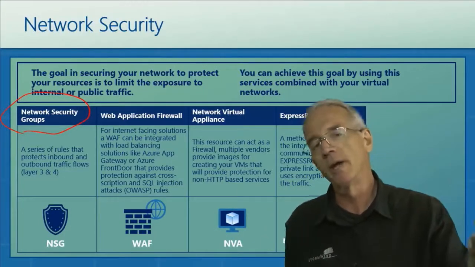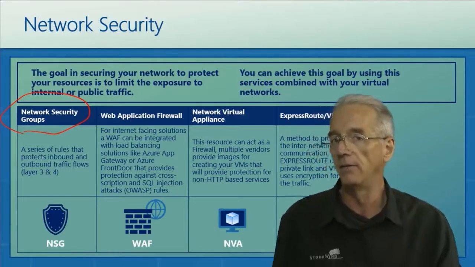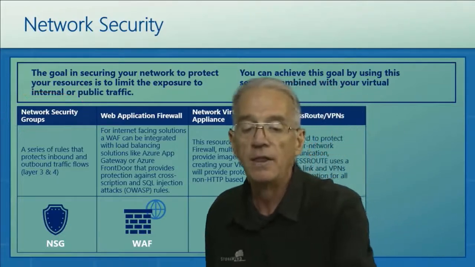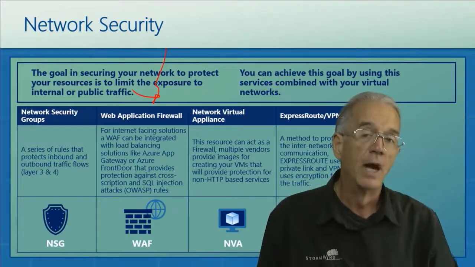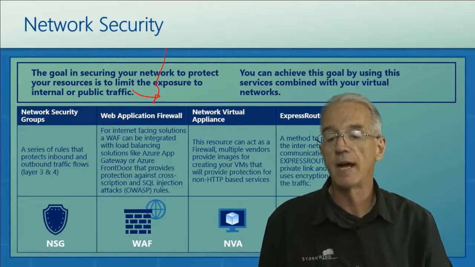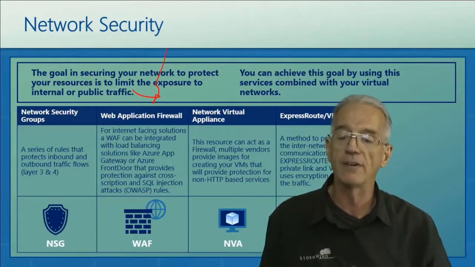Now, we can also go in and do firewalls, and network security groups are access control lists on a firewall, but with a web application firewall, this can be up to a layer 7 firewall. Now, you can integrate this with load balancing. You can also use Azure App Gateway. You can use Azure Front Door, where you are providing a whole bunch of access out there.